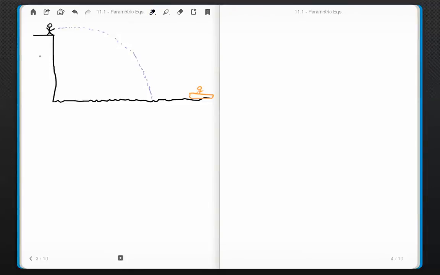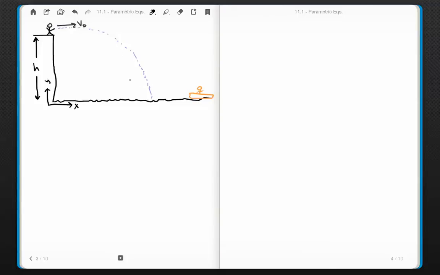We'll define a few things. First of all, our cliff has some height. And we'll say that there's a coordinate system that goes down here. We'll call this x as usual, and we'll call this y as usual. We throw the rock with some initial velocity, we'll call that v0. Now, this thing looks like it goes in a parabola, okay?